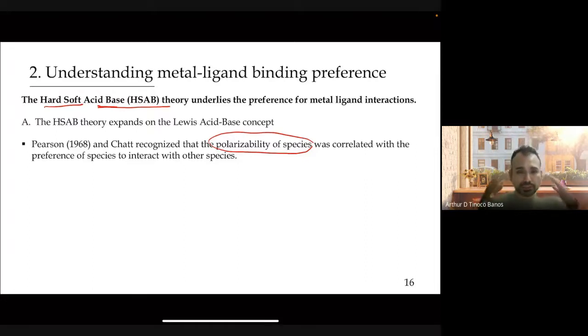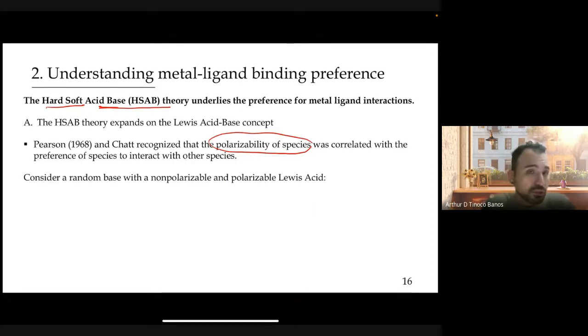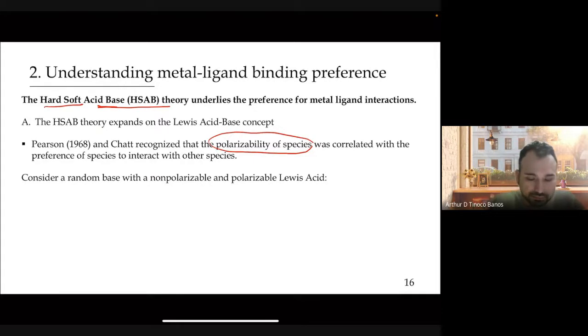All right. Well, let's try to look at this in terms of a specific example. Okay. So here, let's imagine, since we are using the acid-base concept, let's consider a random base that's interacting with a non-polarizable Lewis acid and a polarizable Lewis acid. So what does that mean? A Lewis acid where you have a localized electron density, and a Lewis acid in which you have more fluctuating electron density.